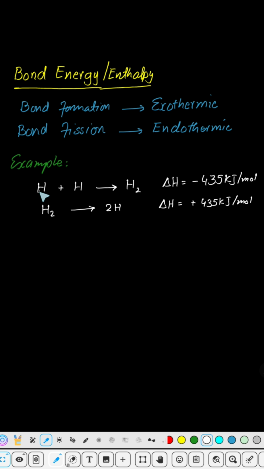For example, if 1 mole of hydrogen atom reacts with 1 mole of hydrogen atom, producing 1 mole of hydrogen molecule, then a total amount of energy, 435 kilojoule per mole, is released, because of having a negative sign, because the bond is formed here, so the process is exothermic. While if you want to break the same 1 mole of hydrogen bond to produce 2 mole of hydrogen atoms, then the same amount of energy is absorbed with a positive sign, 435 kilojoule per mole.